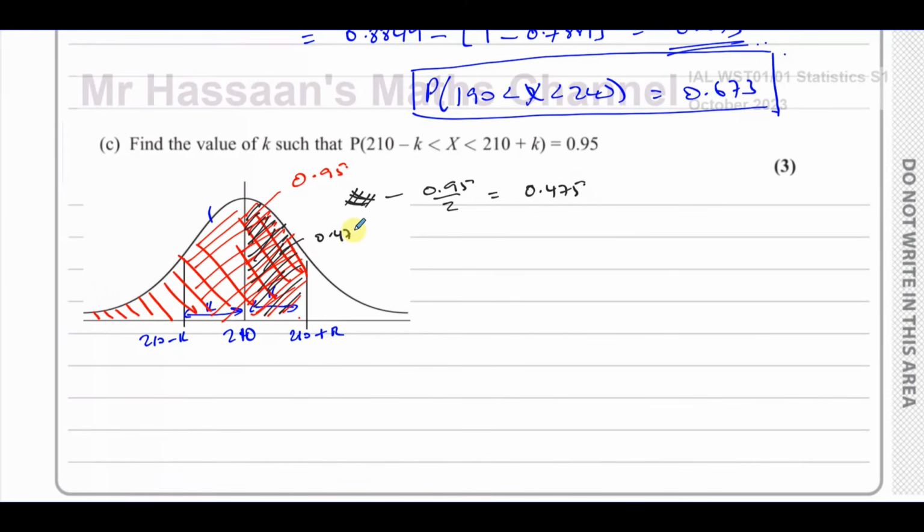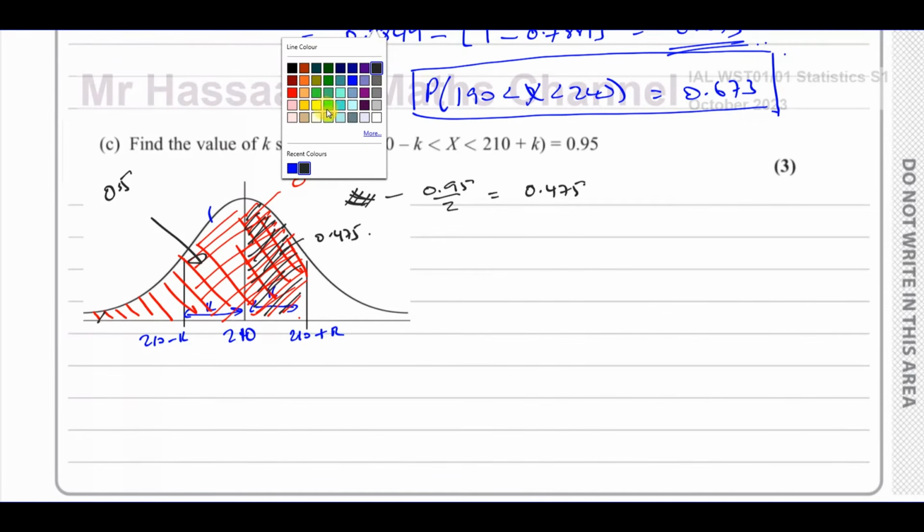So the area here is going to be 0.95 divided by 2 because this is symmetrical, which gives us 0.475. So this is the area of this section here. The area behind it, between 210 and negative infinity, the whole of this area from the front to the back, is 0.5.